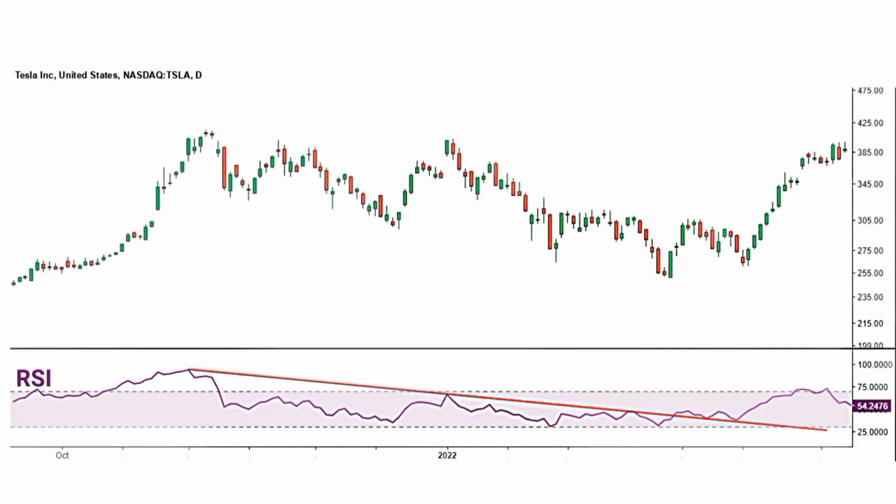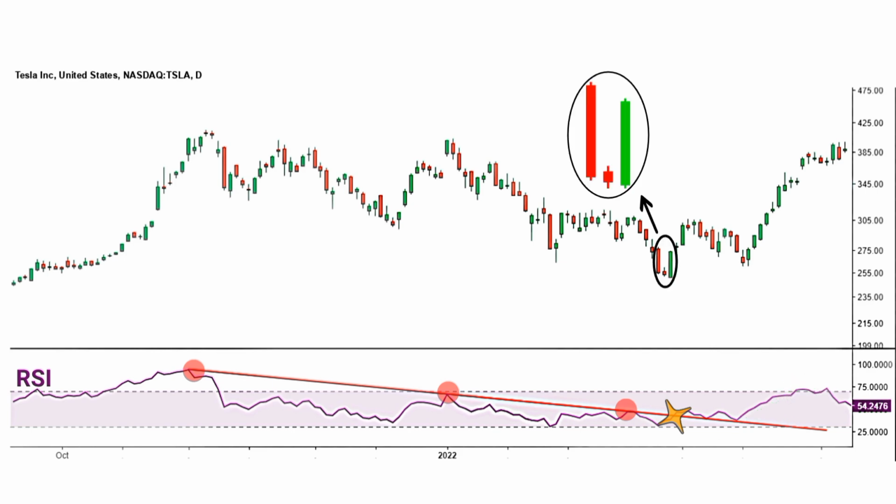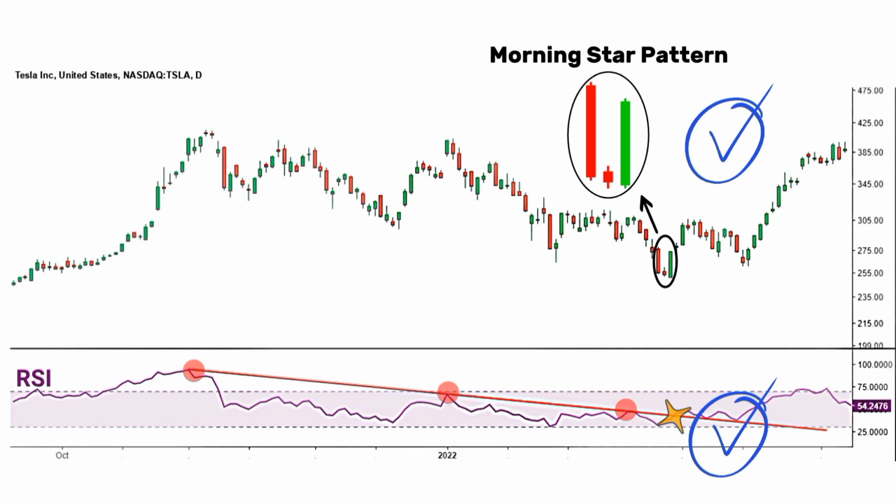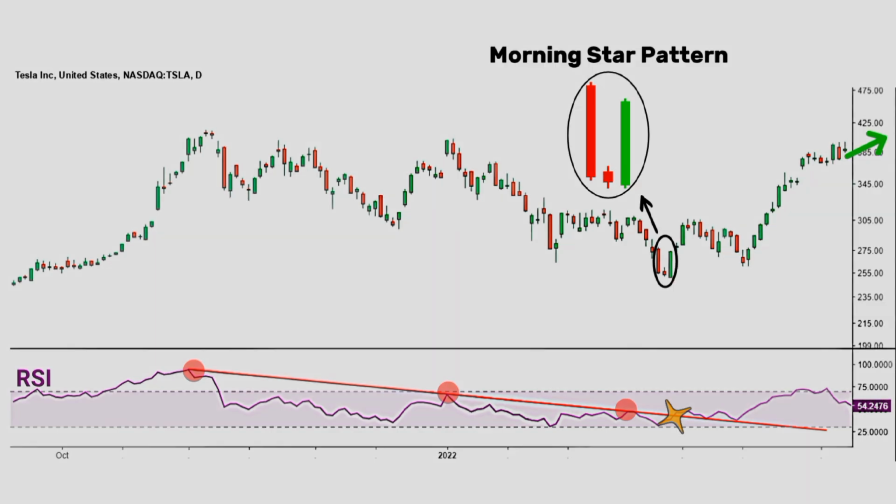In this real market example using Tesla's chart, the RSI illustrates a clear downtrend, with a downward trend line identified by connecting the peaks. Once the RSI trend line is broken, momentum begins to shift upwards. Simultaneously, a morning star pattern forms on the price chart, signaling a bullish reversal at the end of the downtrend. The alignment of these two key signals, the break of the RSI trendline and the formation of the morning star pattern, strongly suggests the onset of an uptrend, which is confirmed by the subsequent price increase.